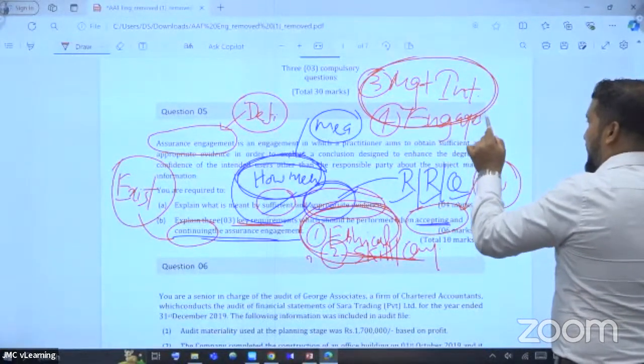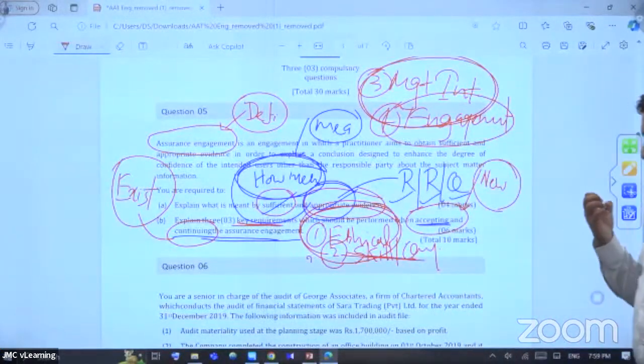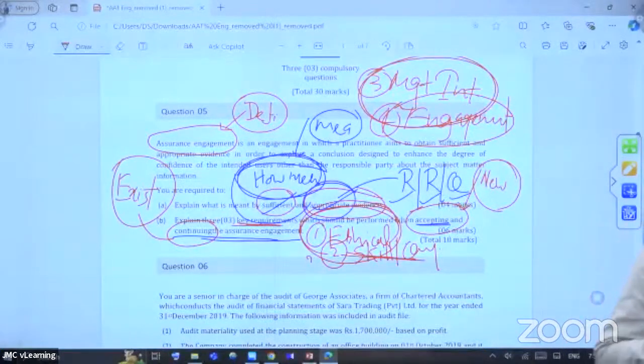Then you sign the engagement letter. So those are the main 4 activities which should be performed by the auditor before taking the final call with regard to the acceptance of a new client and the continuation of an existing client.